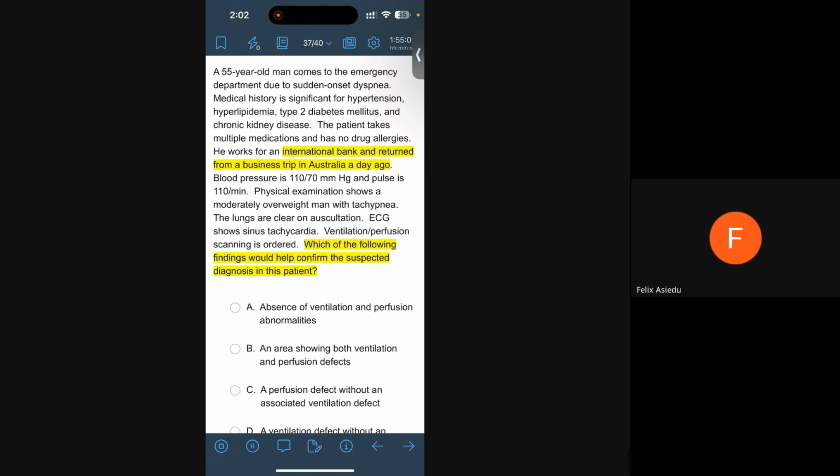stasis of blood leading to venous thrombosis and eventually thromboembolism. Moderately tachypneic, shows sinus tachycardia, ventilation perfusion scan.